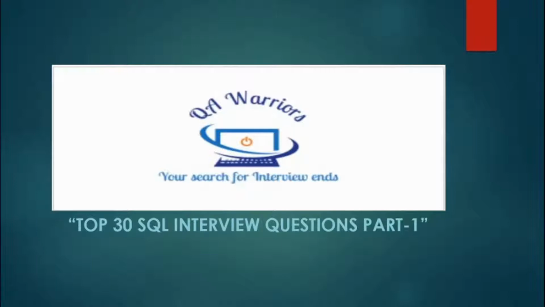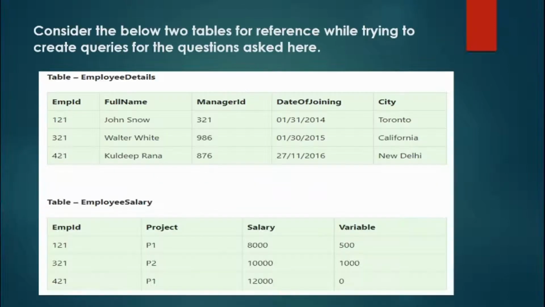And today we are going to see another important topic, and it's very important to watch this video till the end. So let's begin. Today's topic is top 30 SQL interview questions, and this is part 1 of the video. These are the two tables that we'll be using in the entire session. The first table is employee details and the second table is employee salary. Employee details has columns like employee ID, full name, manager ID, date of joining, and city, and employee salary has columns like employee ID, project, salary, and variable.